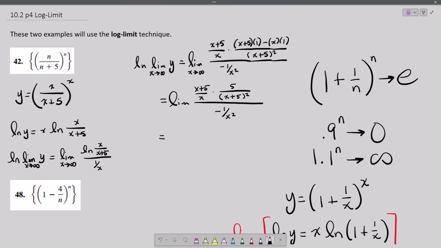So let's see what cancels. One of the x plus 5's cancels. So here's what we're left with. So 1 over x. So I'm canceling one of the x plus 5's. And then there we have a 5 over x plus 5. And then we have a flip. We're dividing by a fraction, so we multiply by the reciprocal, so I'm going to make that negative x squared over 1. I'll write it like that just so I can keep that minus sign kind of tucked into the numerator.